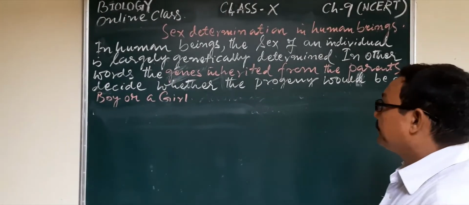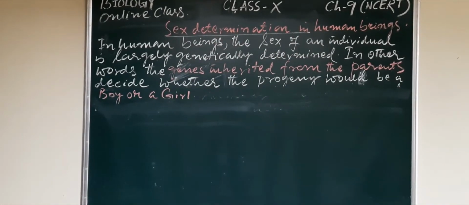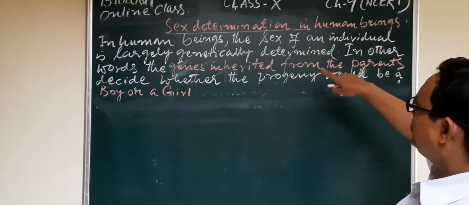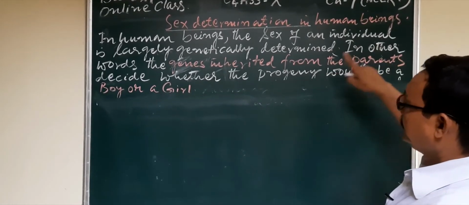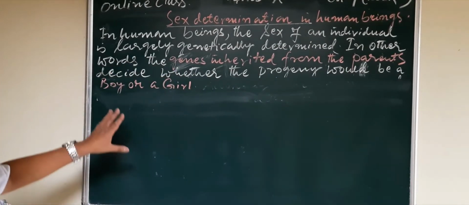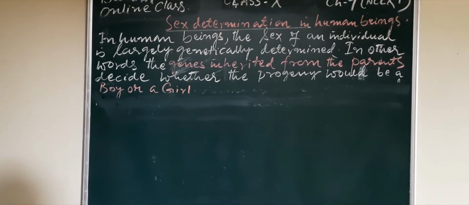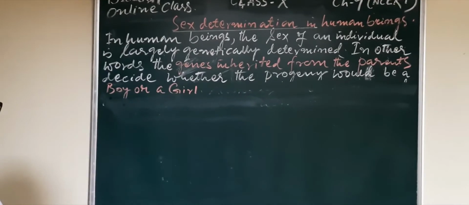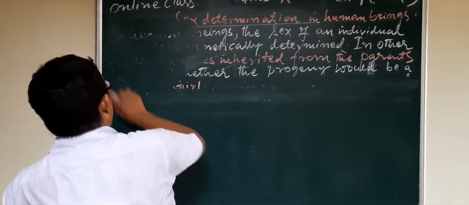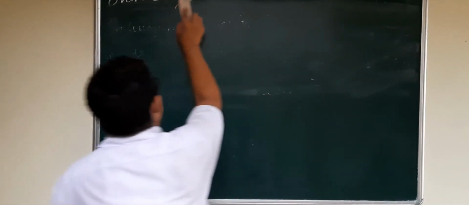Now we are at this part: how sex is determined in human beings. In human beings, the sex of an individual is largely genetically determined. In other words, the genes inherited from the parents decide whether the progeny would be a boy or a girl. Understand? Now let us see the chromosomal theory of sex determination. Look how the sex will be determined in humans.